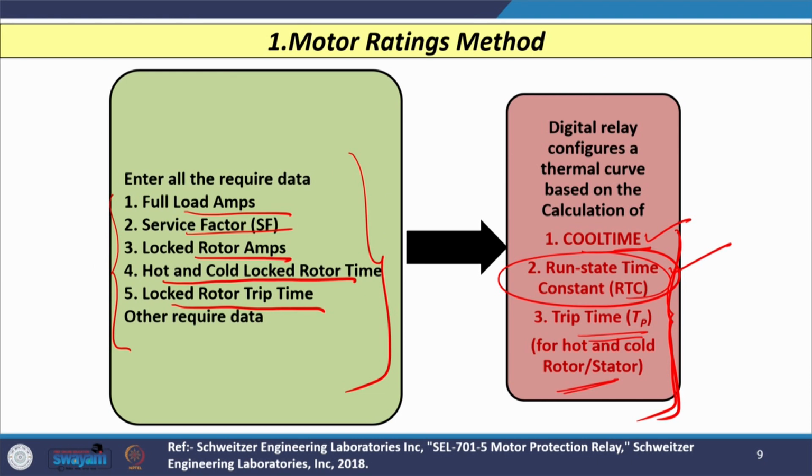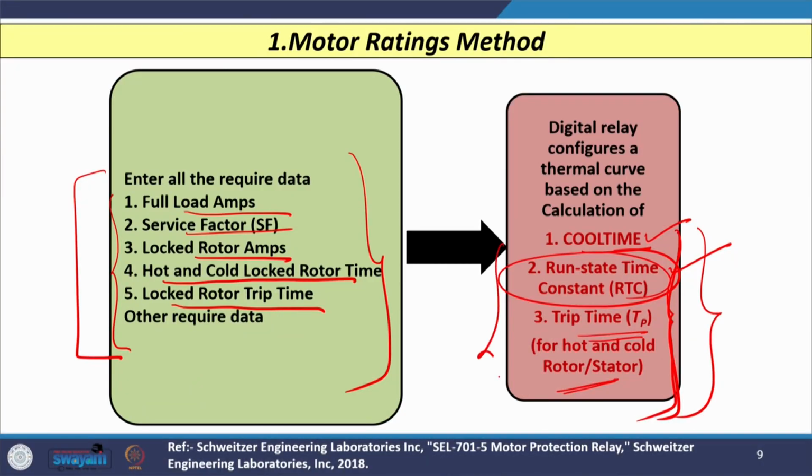Here you can see that if we go for motor rating methods, then what we have discussed is that with the available input parameters given to the digital relay, starting from full load current or service factor or lock rotor ampere or lock rotor time when motor is running in hot condition, or in cold condition, or lock rotor trip time, or some other data like acceleration factor, the digital relay will automatically configure the thermal curve based on the calculation of three values: first, the run state time constant, that is RTC; second, the cool time; and third, the trip time when motor is in hot or cold condition, maybe on stator side or on rotor side.